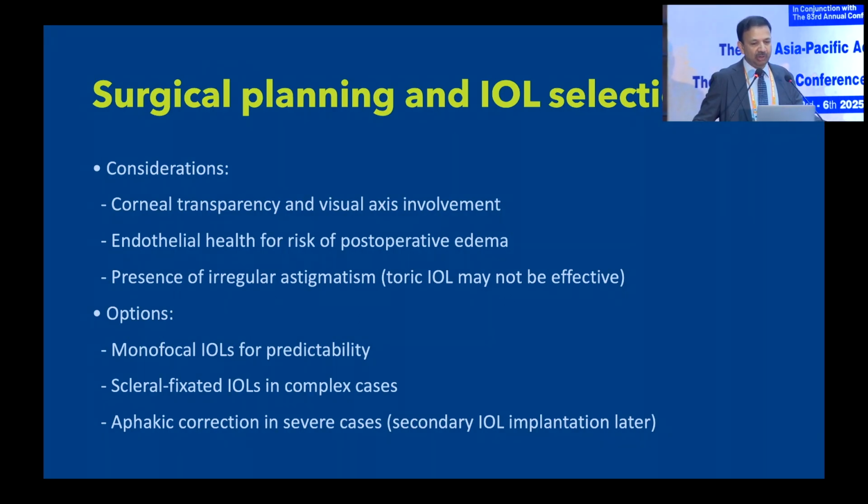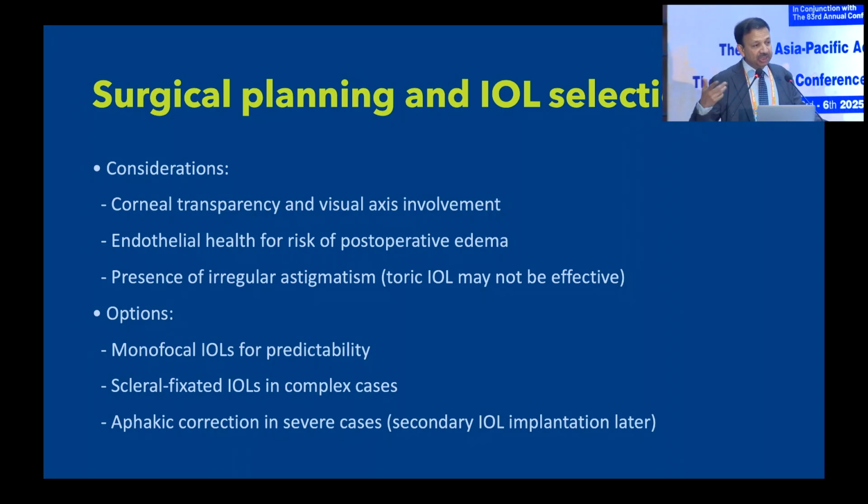Usually, in most of the cases, we prefer a monofocal IOL. In complex cases, sometimes you may have to fix a scleral fixated IOL when, besides the opacity, the integrity of the capsule is compromised, or when you remove the cataract, if the support is not adequate, you can put a scleral fixated IOL, or if the iris is adequate, you can even think about a retro iris fixation of the IOL.